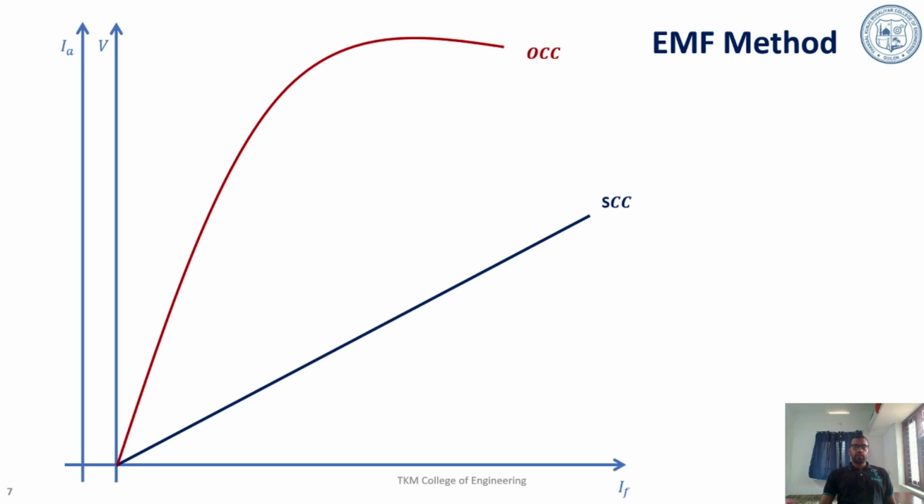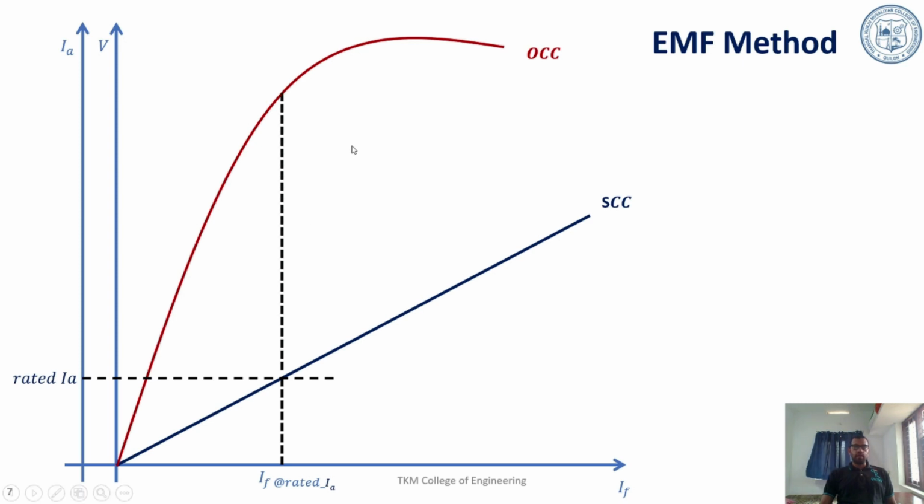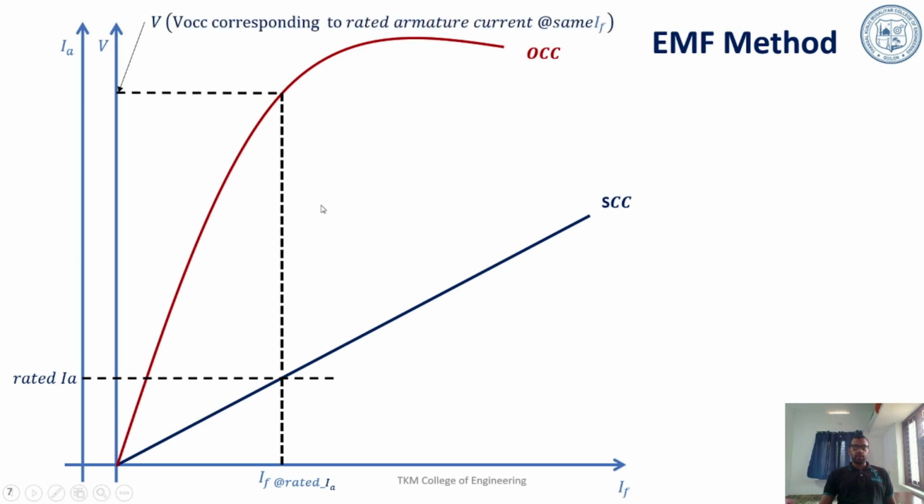Then corresponding to rated armature current, we need to draw a line which is parallel to x-axis, which will meet at short circuit characteristic, and corresponding field current we need to note, that is field current to circulate rated armature current. Then we need to extend this line, field current line, upward so as it will meet at OCC. That gives open circuit voltage corresponding to the same field current, that is field current corresponding to rated armature current.